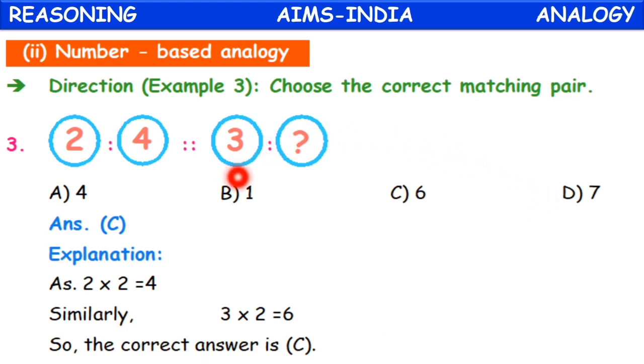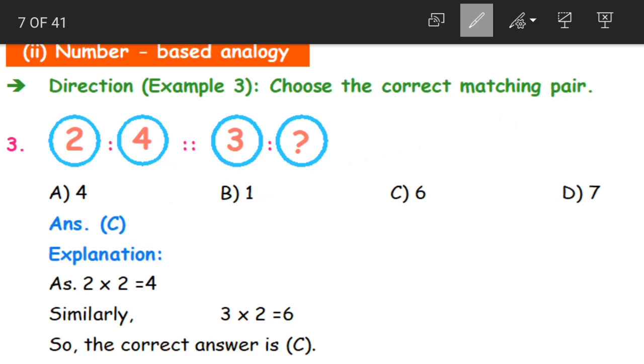Next we have number based analogies. Choose the correct matching pair. See, we have 2, 4. 2 is to 4 as 3 is to dash. Now what is the relationship? When we multiply 2 with 2, we'll get 4. This is the relationship between 2 and 4. Yes, what is it? When we multiplied it with 2, we'll get our second number. That means when the first number is multiplied with 2, we'll get our second number.